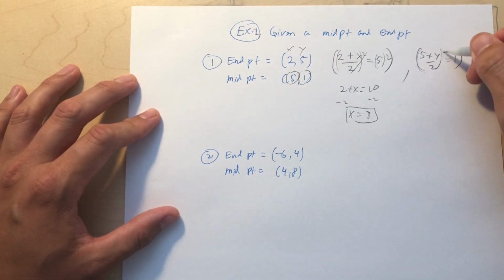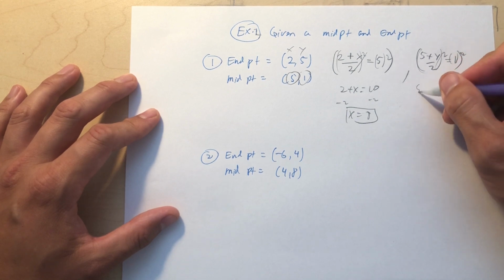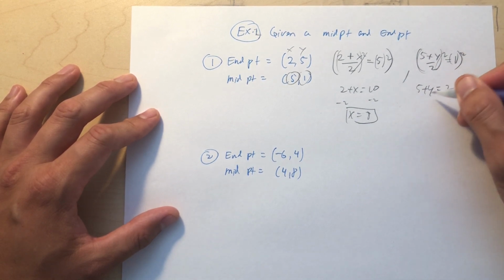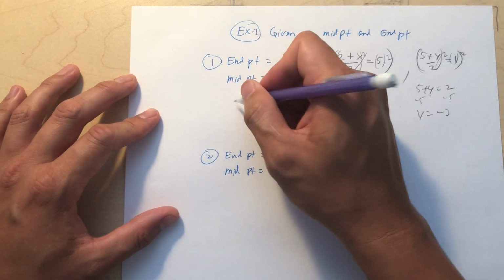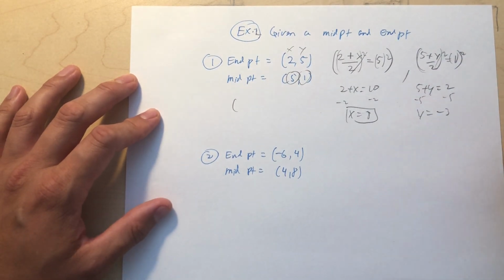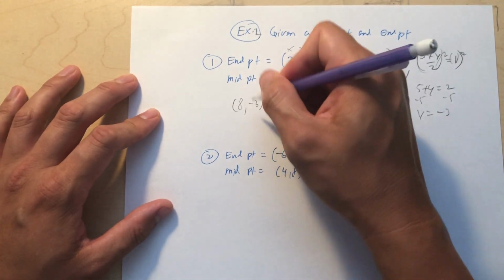Same thing for this one, multiply by 2. Pretty much multiply by 2 every single time, right? Anyway, cancel, 5 plus y is equal to 2. Subtract 5, y is equal to negative 3. So my answer for this endpoint, and it's not a midpoint anymore, is (8, -3).